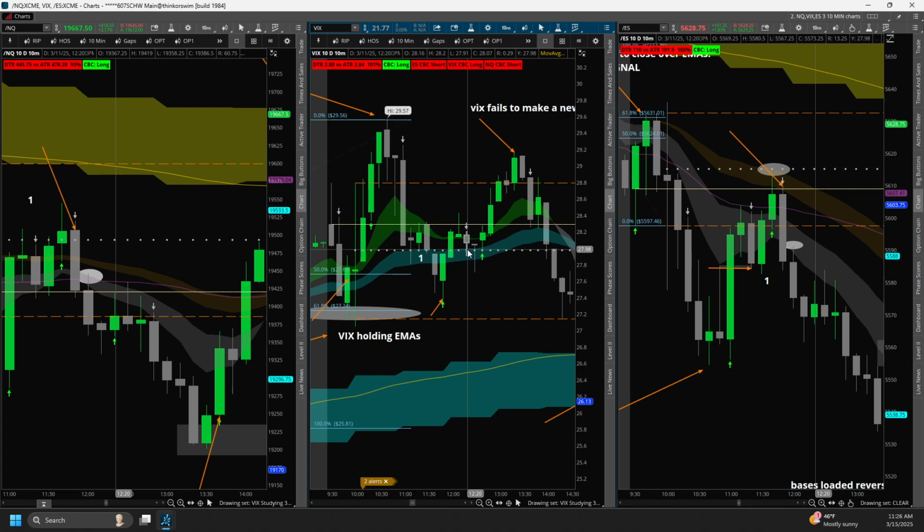Because ES never flipped long. I need all three to align for the market to go. And most people would say ES is king, SPX is king. Okay, if the king has not gone long, then we are not going long. You know what I'm saying?